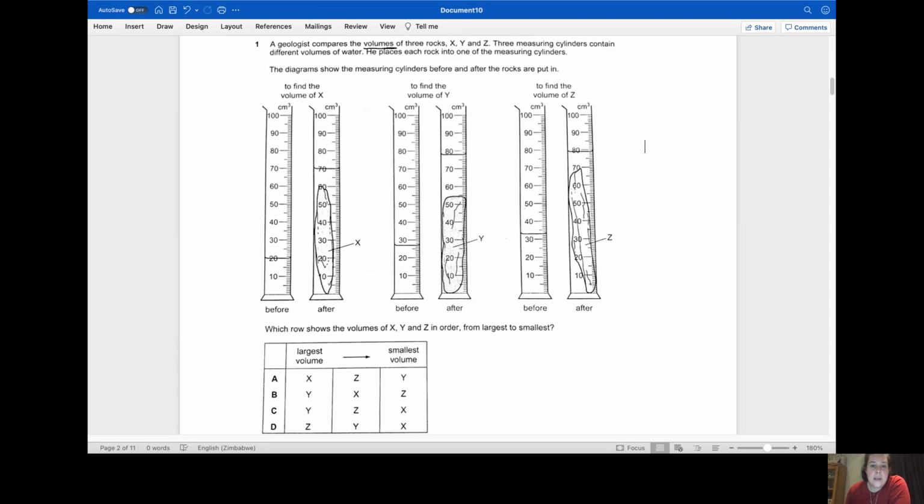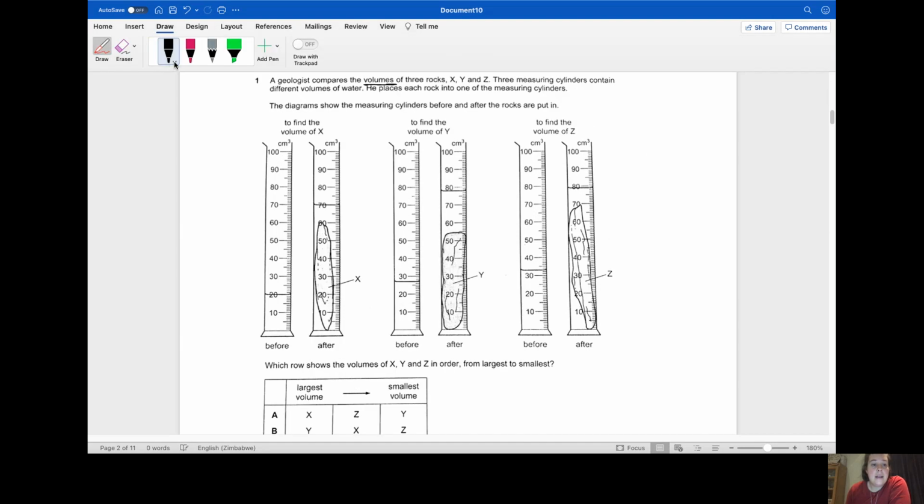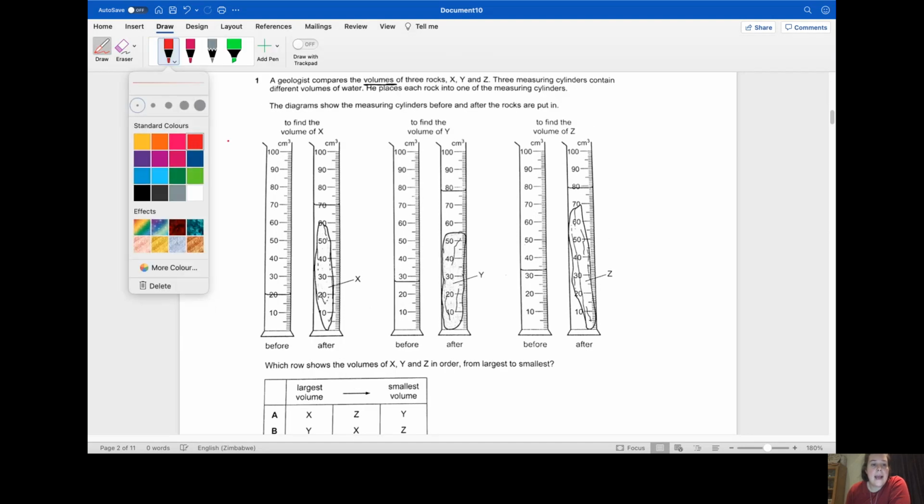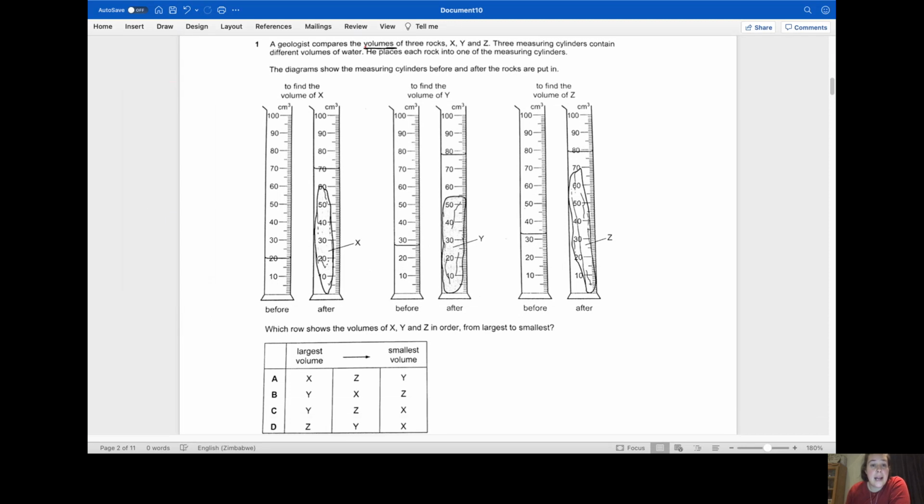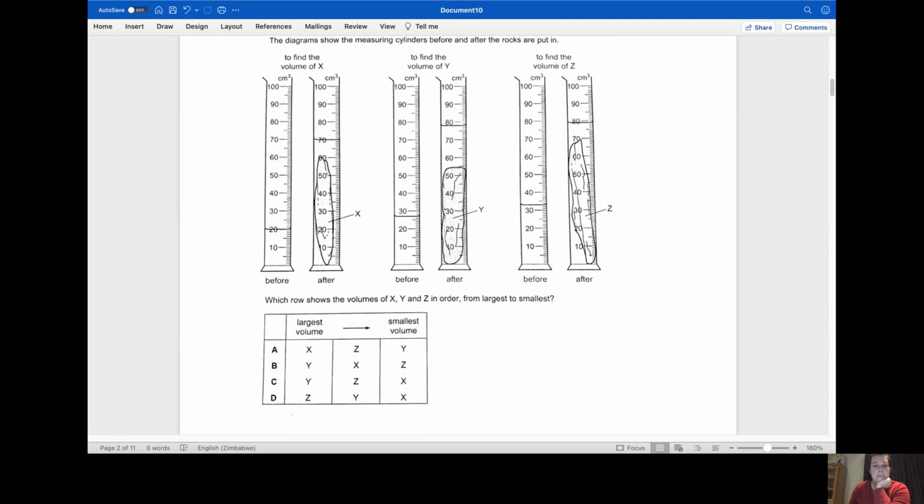The volumes. Please remember that you can use highlighters on the actual question. So highlight the volumes of 3 rocks. He's got 3 measuring cylinders with different volumes of water, and he places each rock into one of the measuring cylinders. The diagrams show the measuring cylinders before and after the rocks are put in. Which row shows the volumes of X, Y, and Z in order from largest to smallest? Make sure you highlight that, largest to smallest.